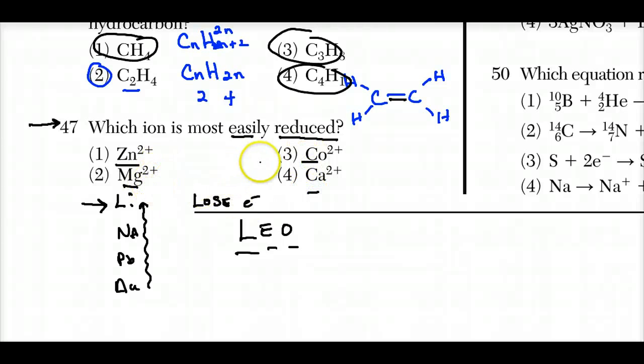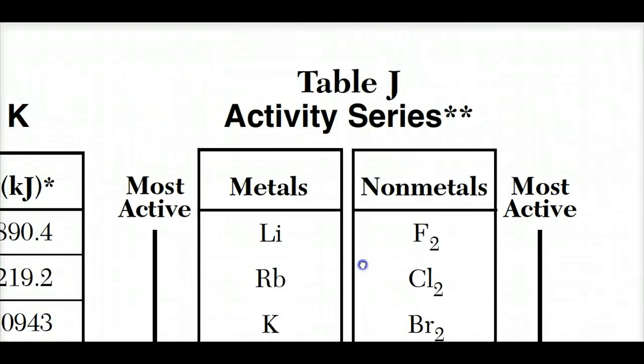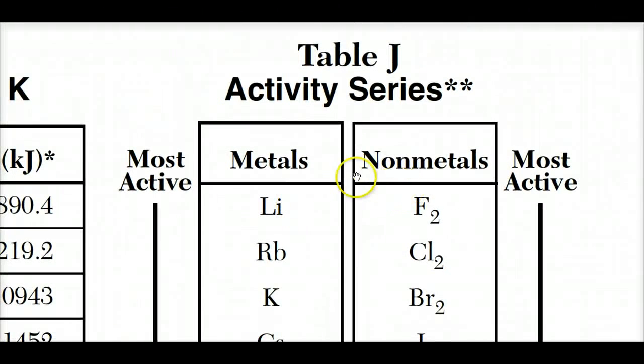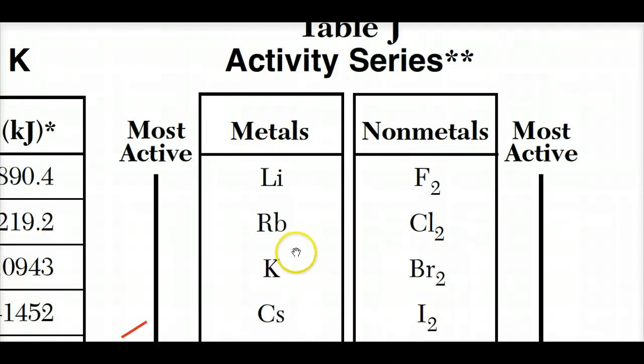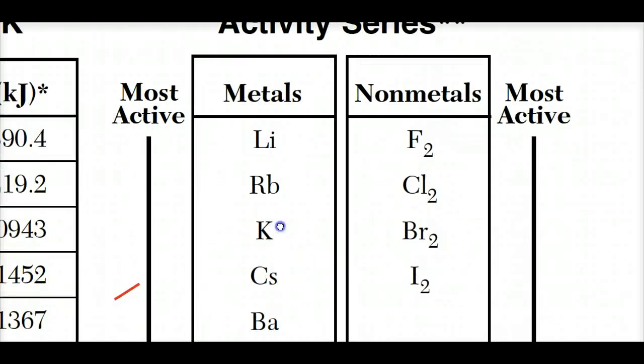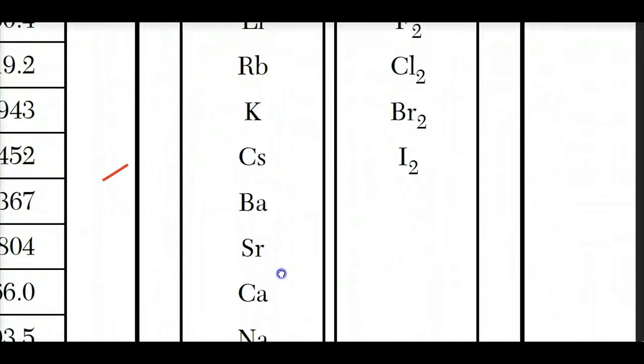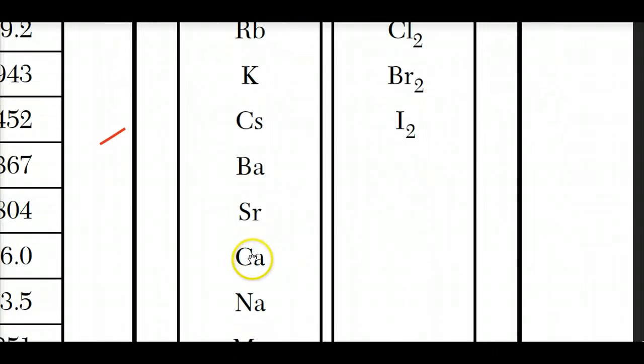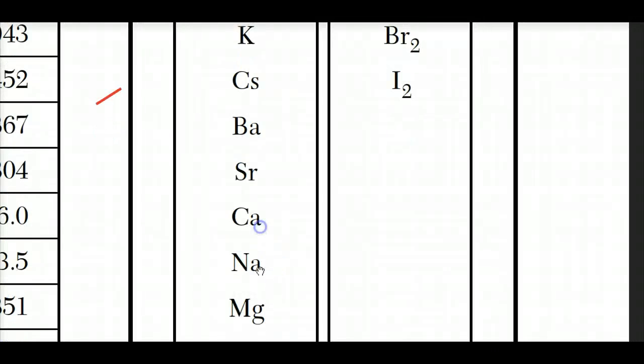Zinc, magnesium, cobalt, and calcium. Let's go to Table J. Okay, Table J, listing the metals. It does list the nonmetals too, but we're stuck with the metals. So this is the best metal at losing electrons. And our choices, if you remember, are zinc, magnesium, cobalt, and calcium. So here comes my calcium, which looks like of the group the most reactive.